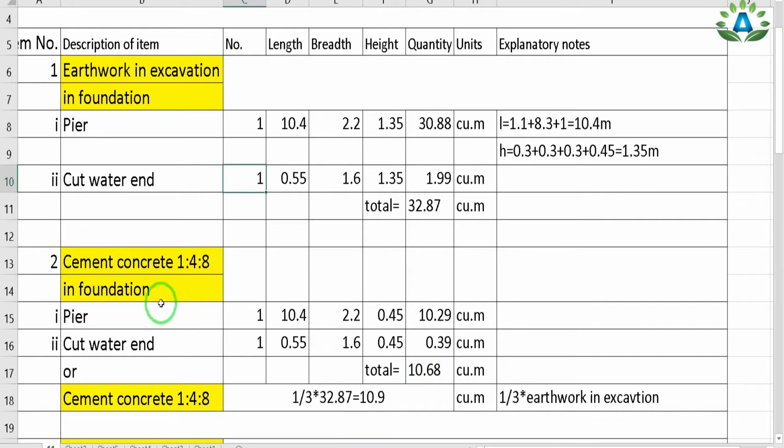This cement concrete can also be calculated by this formula, that is 1/3 of the earthwork in excavation. We have already calculated the earthwork in excavation as 32.87 cubic meter. So the total volume of this cement concrete equals 1/3 into 32.87 cubic meter, that is equal to 10.9. So you can do either of these two processes, and this 10.68 is nearly equal to 10.9.